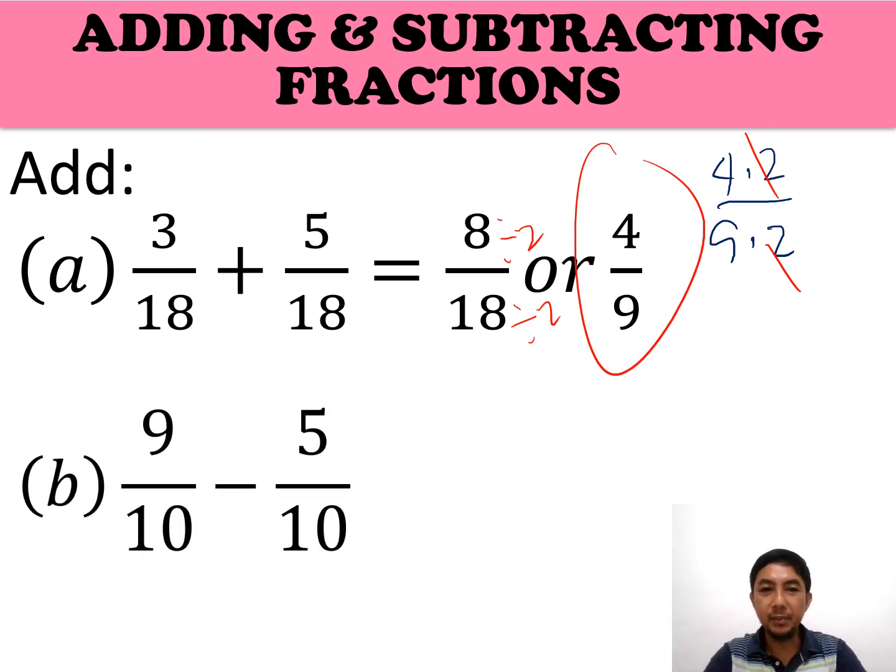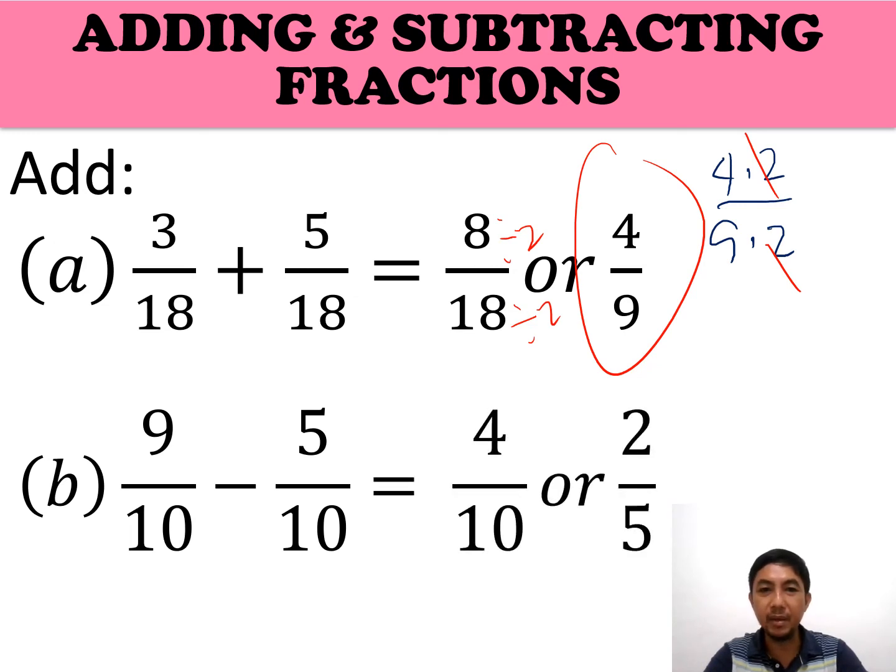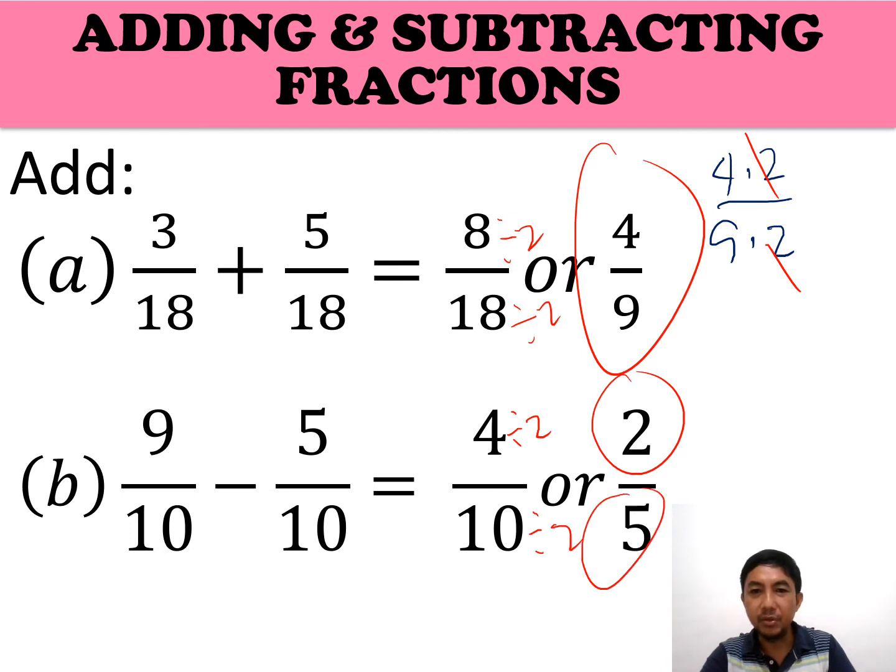Another example, suppose you are given 9 over 10 subtracted by 5 over 10. Same denominator, just copy the denominator and subtract the numerators. So we know 9 minus 5 is 4. Then copy the denominator 10. And 4 and 10 are both divisible by 2. So 4 divided by 2 is 2. 10 divided by 2 is 5. So your final answer is 2/5.